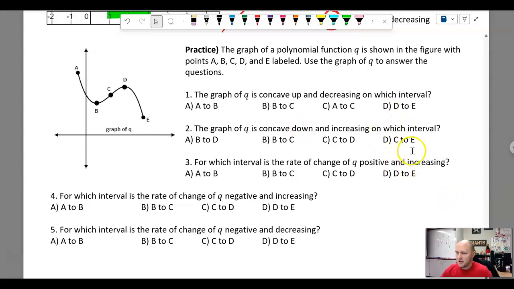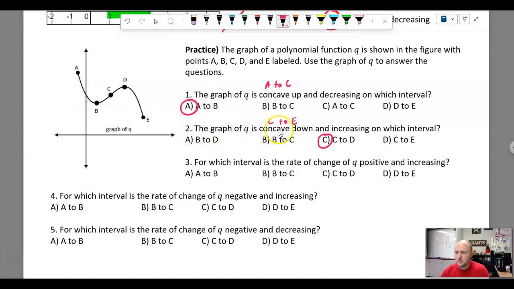Okay, here are some practice questions. Let's do the first 2 and then I'll check in with you. So go ahead, try the first 2. Okay, hopefully you tried these and you got the graph of Q is concave up. Well, that happens on A to C. So A to C here, we're concave up like a cup. And they say decreasing. So where are we decreasing on concave up? Well, that's A to B.